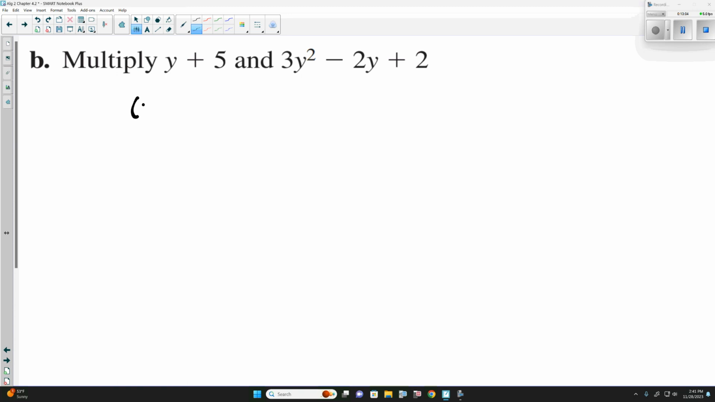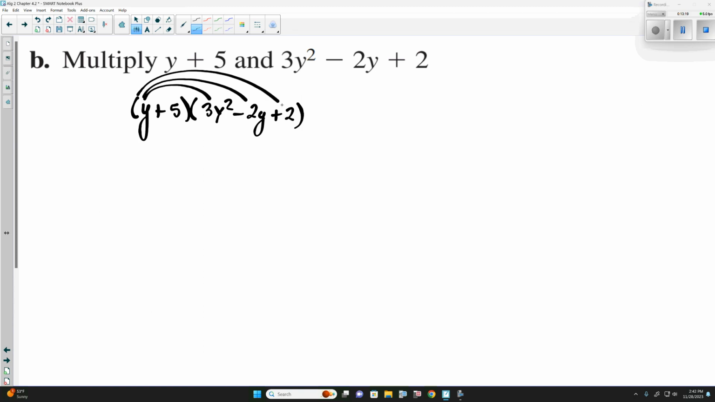So this one here, we're multiplying y plus 5 by 3y squared minus 2y plus 2. And again, we can do the same thing we just did. We'll distribute and multiply through. Y times 3y squared is 3y cubed. Y times negative 2y is negative 2y squared. And y times 2 is plus 2y.